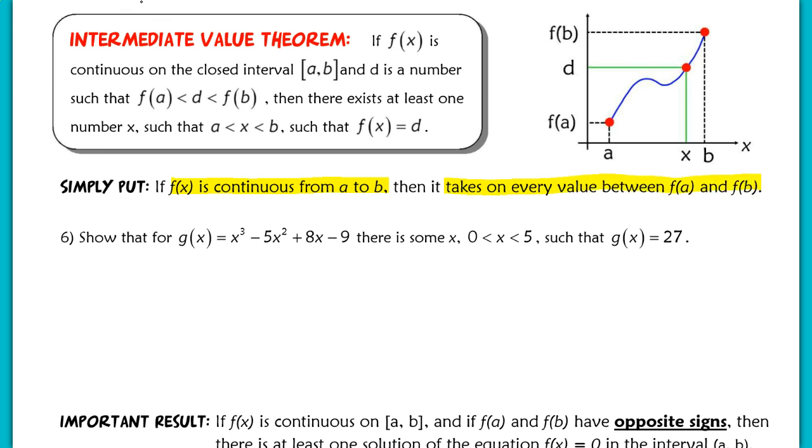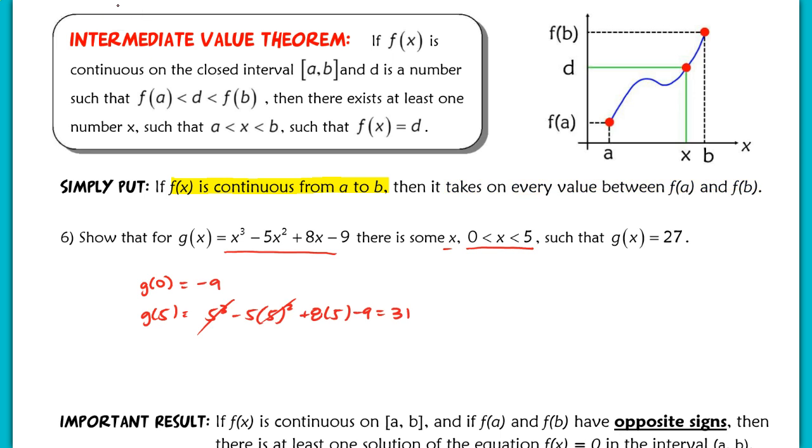So in our very first example here, it asks us to show that for this particular cubic function, there is an x that falls between 0 and 5 such that g of x will equal 27. So we're going to want to show the endpoints of this particular function between 0 and 5. So if we take g of 0, we end up with 0 minus 0 plus 0 minus 9. So g of 0 is equal to negative 9. Now g of 5 is going to be 5 cubed minus 5 times 5 squared. So actually those will completely cancel. And then plus 8 times 5 minus 9. So we end up with 31.